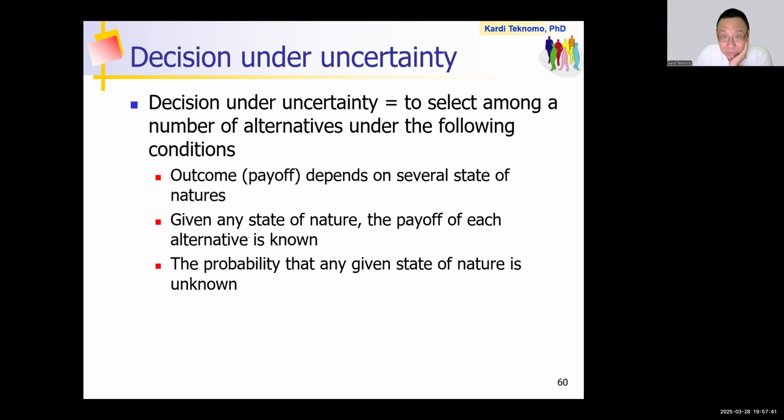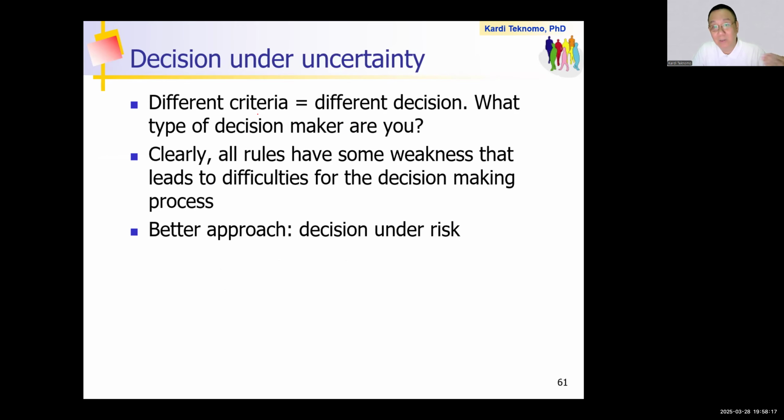So in conclusion, this is what you do. Based on decision under uncertainty, you select among a number of alternatives based on the outcomes, based on the state of nature, and you know that the probability of the state of nature is unknown. So that's why this is called uncertainty. This is a very important property. And then you will see when you apply different criteria, you will have different decisions.